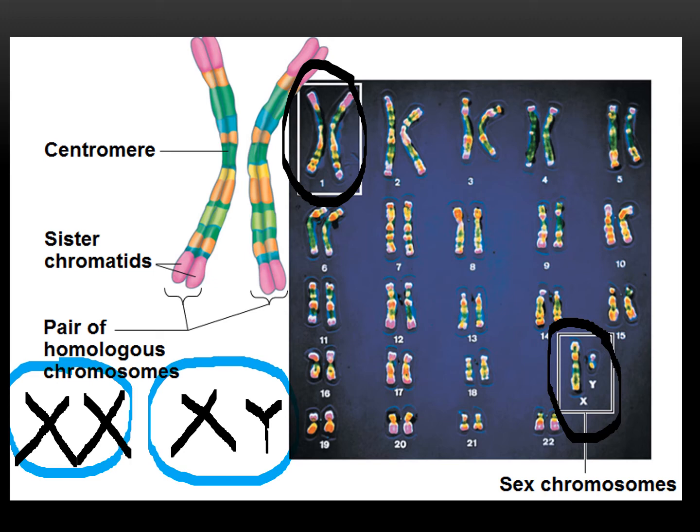And the idea of a karyotype is also important because we can determine certain chromosomal abnormalities. For example, if there was an extra chromosome at chromosome number 21, we would know that our individual has Down syndrome.